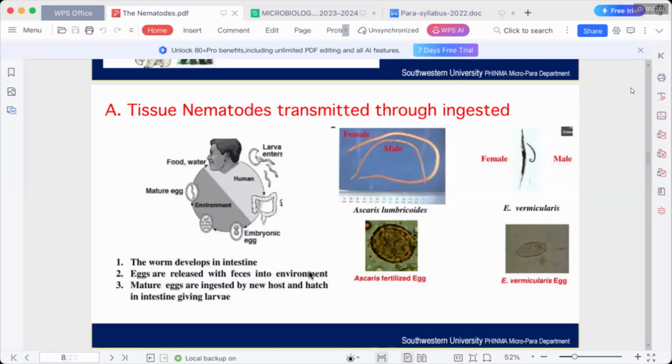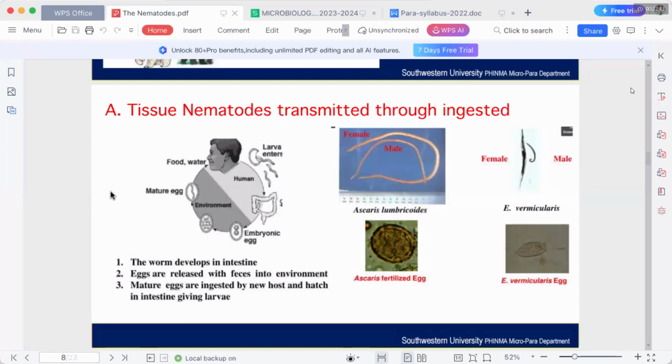So the common pattern is the worm develops in the intestine, the eggs are released with the feces into the environment. In the environment, the mature eggs are ingested by the host and hatch in the small intestine, giving up the larvae. Then the larvae will become adults, then will produce more eggs that will be released in the feces again, back and forth.